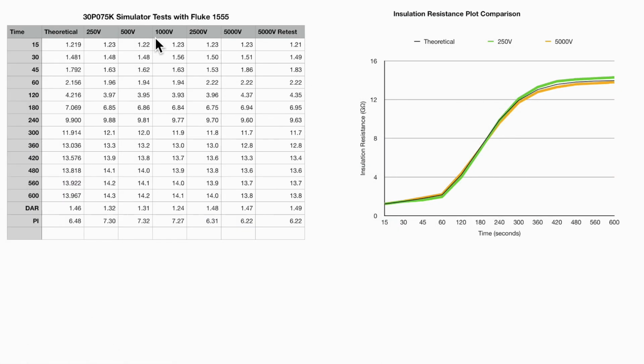So these are the overall results obtained from the Fluke 1555. You can see these are my theoretical values here, and then these are each of the test voltages, with the final 5000 volt being done, the initial one, and then the retest at the end there. In the plot over here, I've plotted the 250 volt test and the initial 5000 volt test. And then the black line that you see almost splitting them in two is the theoretical. So that's pretty close. That's good enough for me. Quite happy with the result on that.